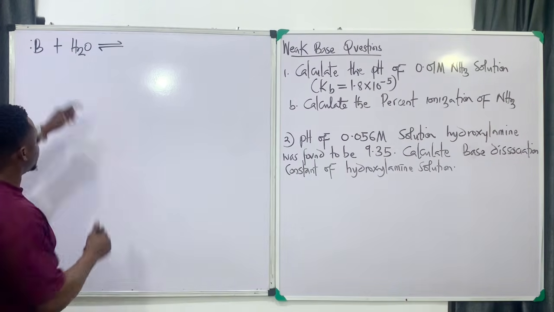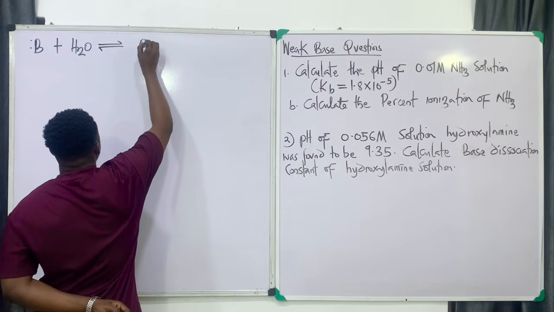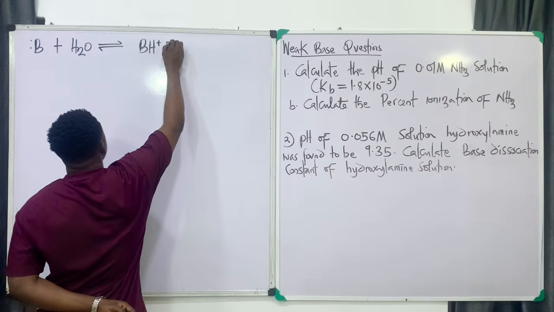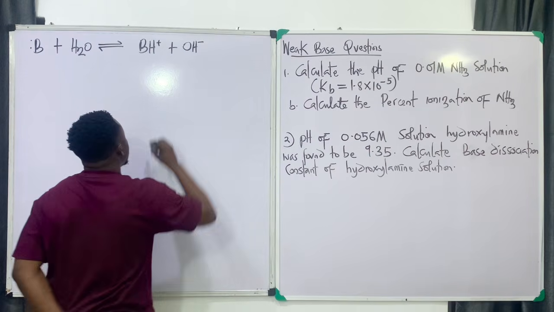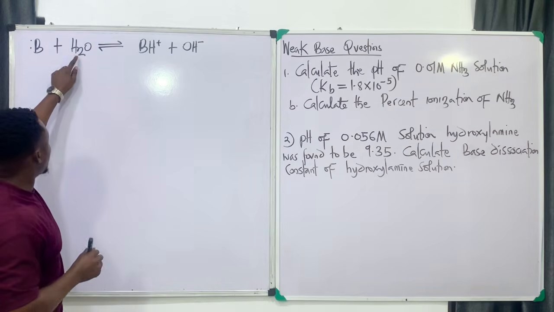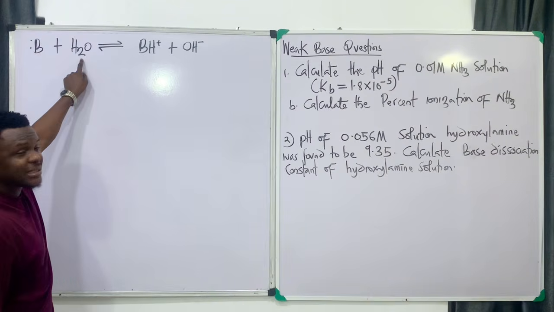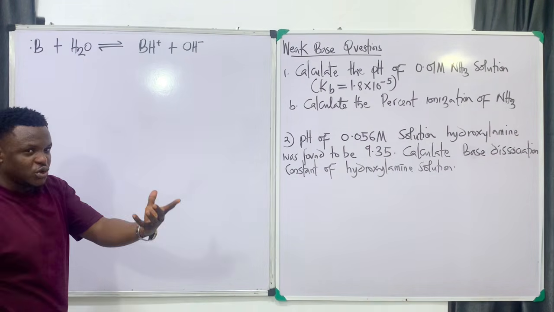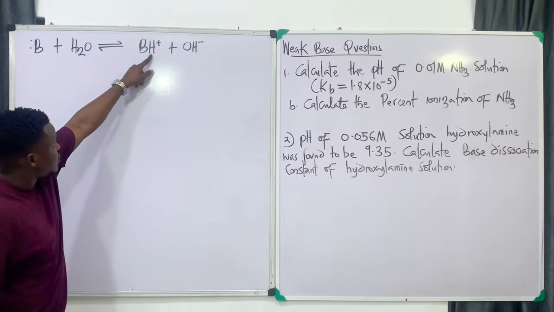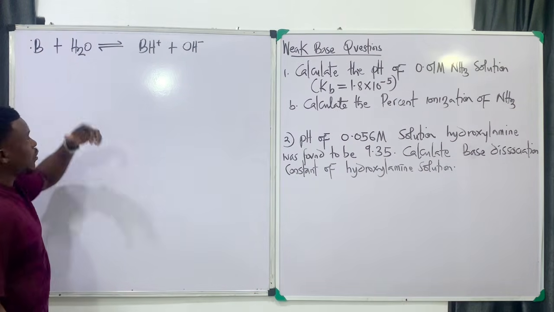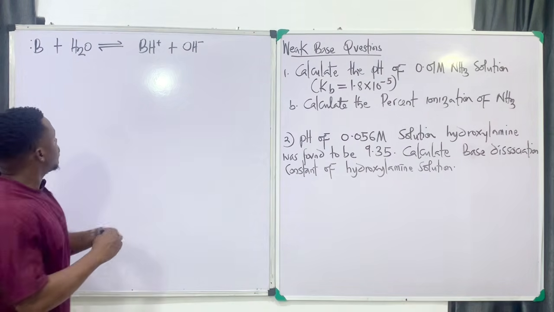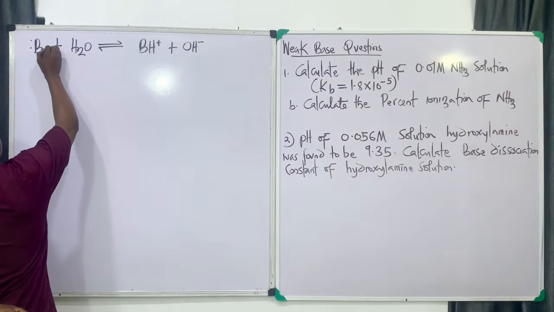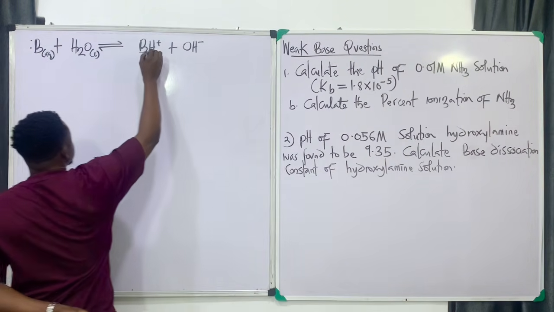So for base, this will donate hydrogen. So we have B. How did we arrive at this? This is a base and this water is acting as an acid. So this water, the acid, will donate hydrogen plus and this will accept it. So once this water has lost hydrogen, it becomes this. So my Kb, this is aqueous, this is liquid.